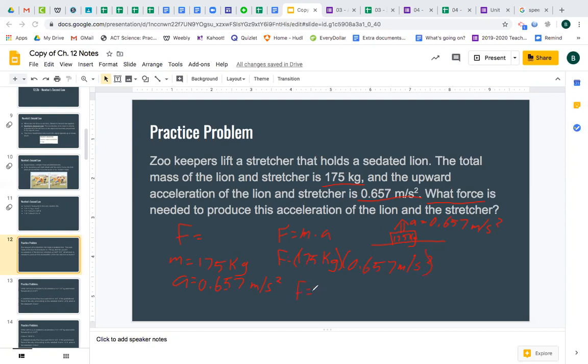F equals 115, and I can do either kilograms times meters per second squared, or I can have 115 newtons. Now, since this has an acceleration with it, acceleration is a vector quantity, meaning it has both magnitude and direction. We talked about force having both a magnitude and a direction. So in this case, I need a direction of up. In both of those, I need a direction of up to make sure we know that's the direction the force is going.